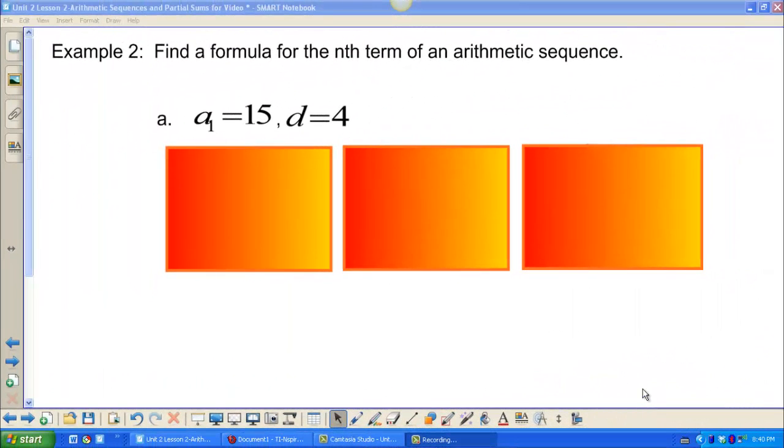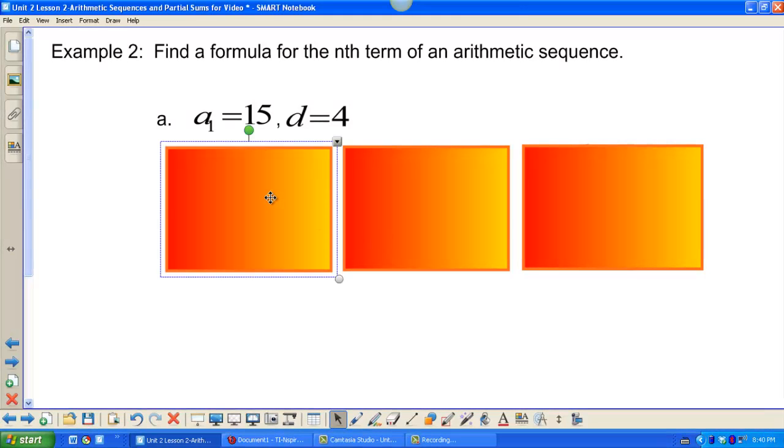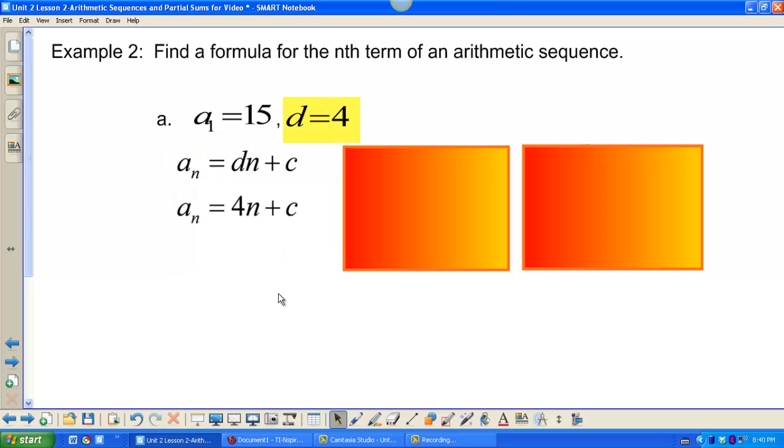In example 2, we're going to find a formula for the nth term of an arithmetic sequence. So again, we have to find that formula. So I have to find d and c. Well, they gave me d. There's not a whole lot of work here. If I use the formula a sub n equals dn plus c, I automatically know 4 is d because they gave it to me. What I have to do is find c.